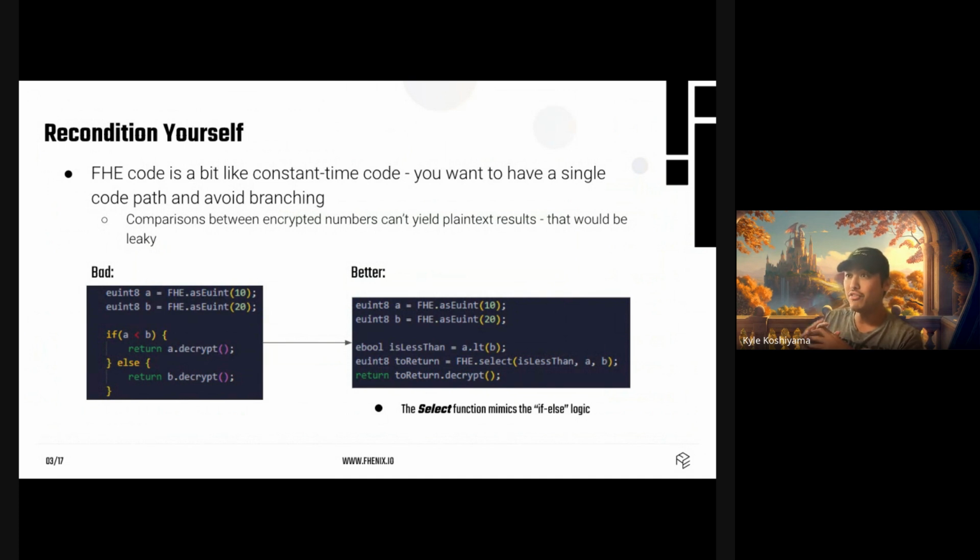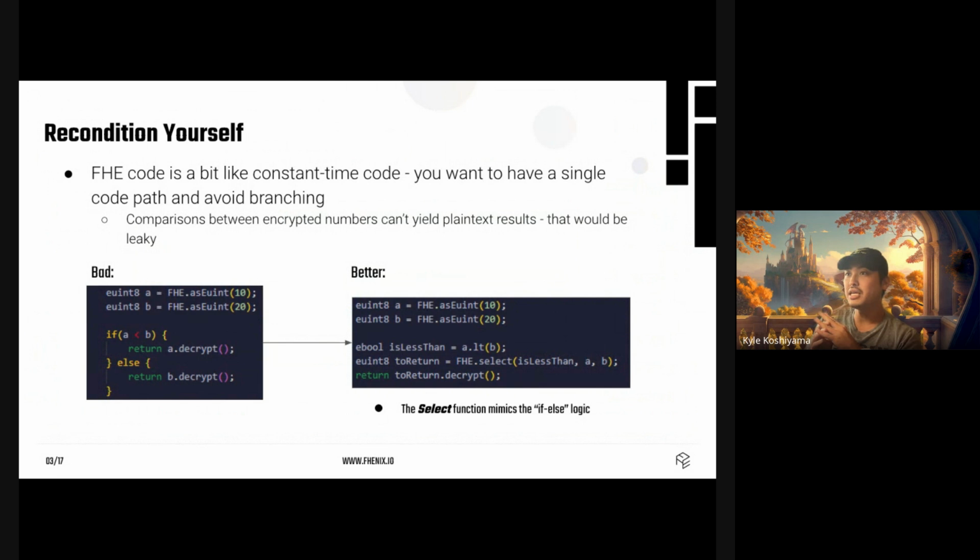Again, with FHE, similar to some DSLs you might be familiar with, we have constant time code, which means you have to have a single code path, so you can't really branch. Branching isn't something that's feasible here. Most of you might be familiar with the methodology on the left, the if-else syntax and having the cases that way.